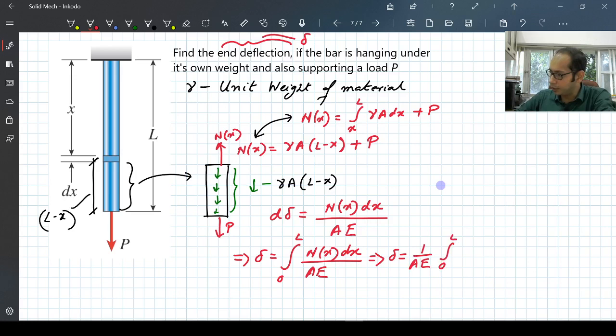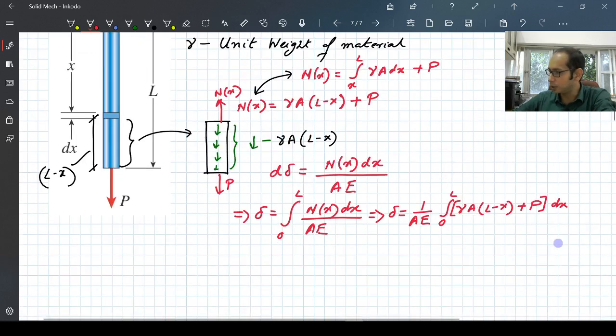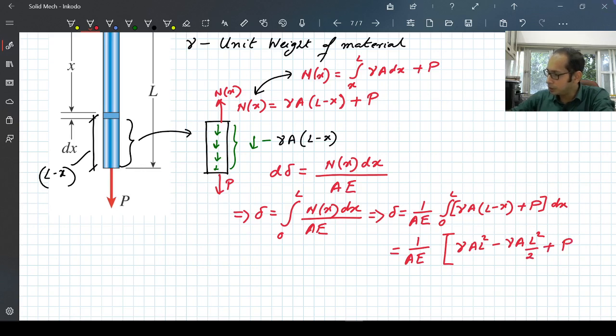Integral from 0 to L of gamma A times (L minus x) plus P, and this entire thing with dx over here. Let me scroll a little down. If I do the integration, what I will get is 1 by AE, the one which was outside the integral sign, times gamma A L square minus gamma A L square over 2 plus P times L.